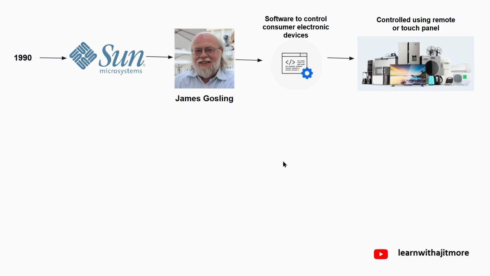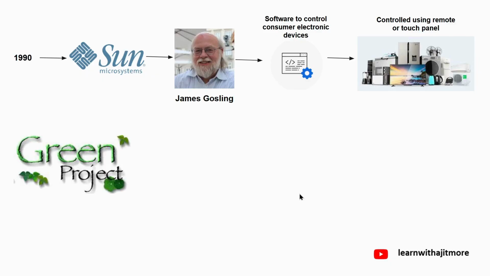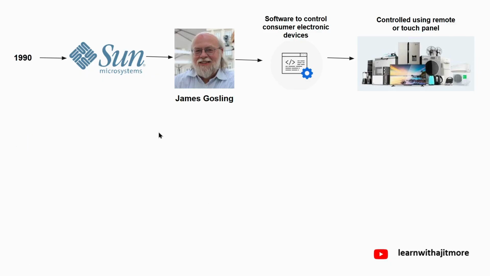And what are those drawbacks? That also we are going to list out, the main drawbacks. Okay. So I hope you got it that in 1990, at Sun Microsystems, James Gosling and his team were given one task to write a software which will control electronic devices, such devices which are controlled using touch panels or remote. He called that project the Green Project.